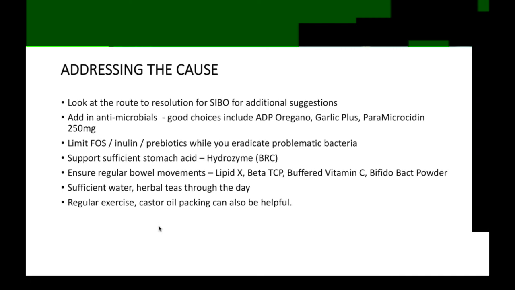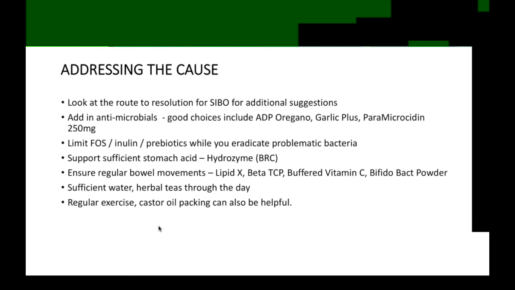Check your stomach acid. Remember at the beginning I said that often the bacterial overgrowth is a sign that you've got low stomach acid. So that's where you may want to look at something like Hydrozyme, which includes some HCl support, but also some enzyme support as well. You could just take HCl, as long as you know you haven't got ulcers or any other stomach inflammation, of course.